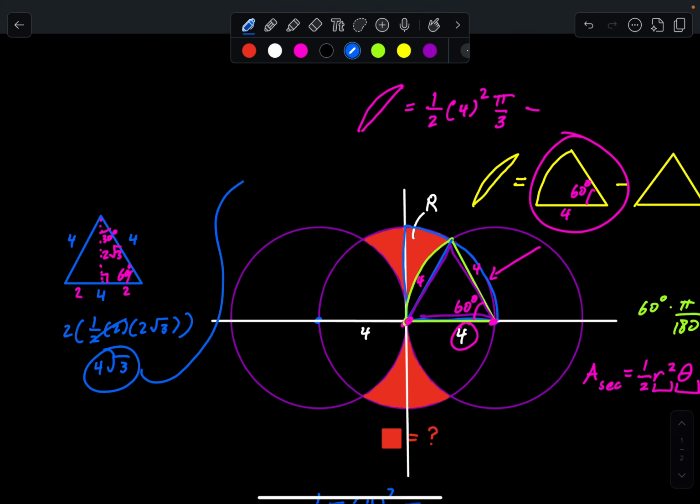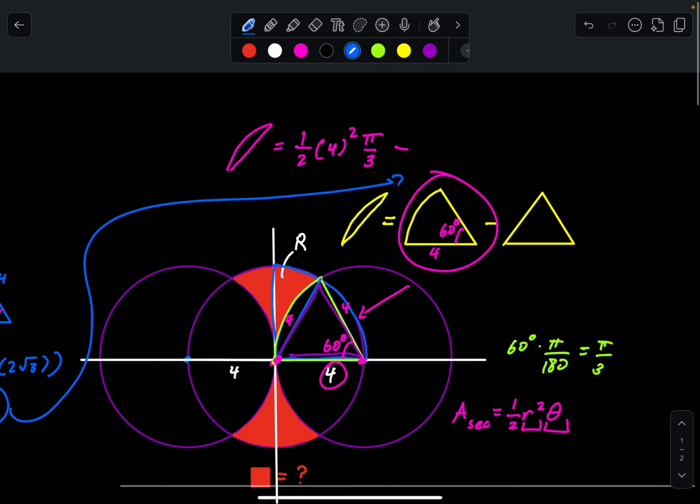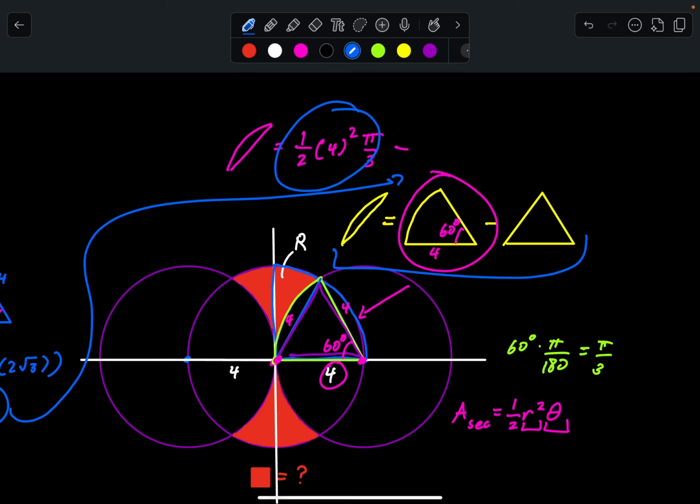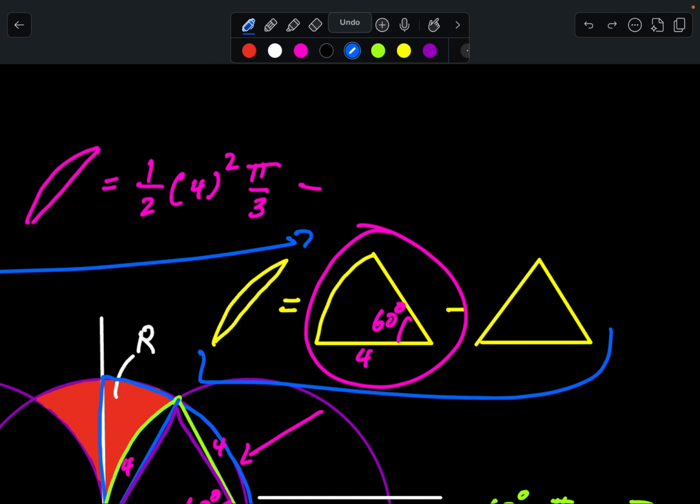Now that we have the area of the triangle, we plug that in, because remember, the area of the wedge is the area of the sector, which is this, minus the area of the triangle. The area of the triangle is 4√3. We'll simplify after, actually.